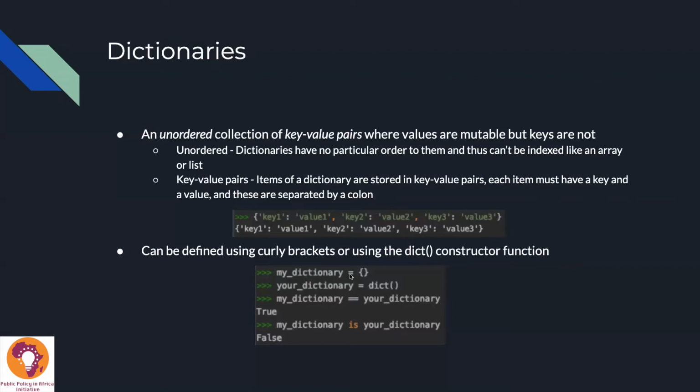My dictionary equals the squiggly brackets here. Your dictionary equals the dict with parentheses here. So then my dictionary is equal to your dictionary, true. But my dictionary is your dictionary? Remember, going back to the identity operator here, false. The reason this is false is because they aren't the same exact value in memory.